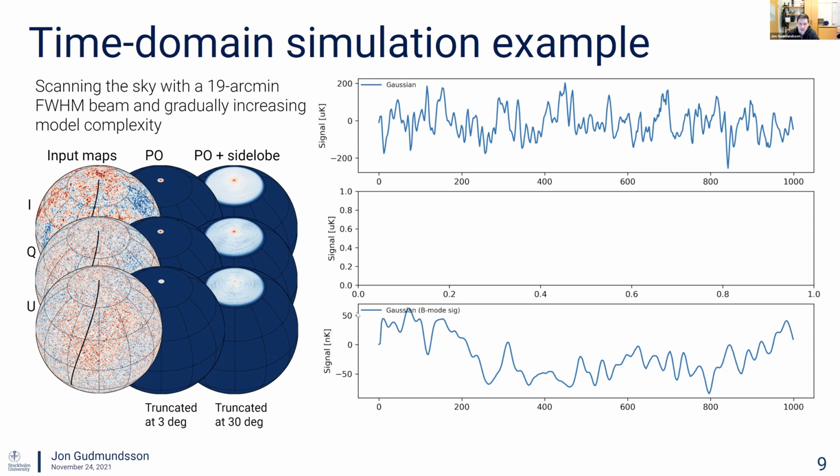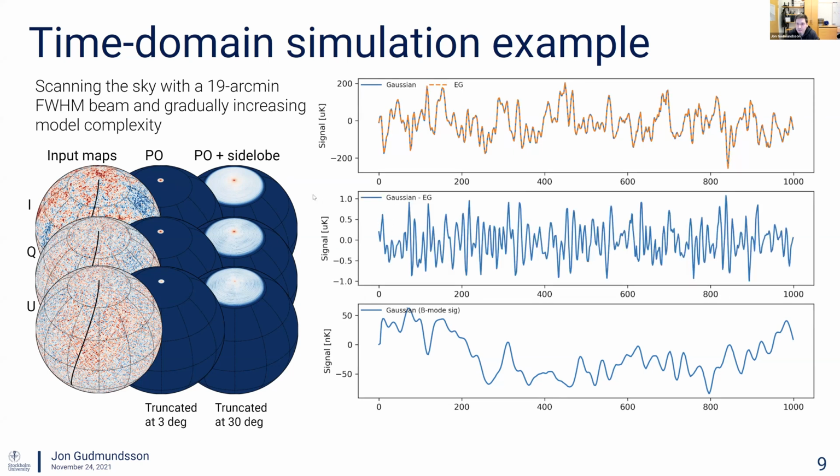So in our time stream, we will be having a 50 nanokelvin signal from a primordial gravitational wave background at most. Okay, so now let's increase the complexity of our beam model. Instead of a Gaussian beam, let's have an elliptical Gaussian beam. The time stream looks like this.